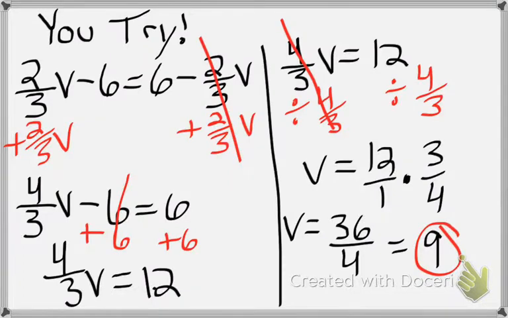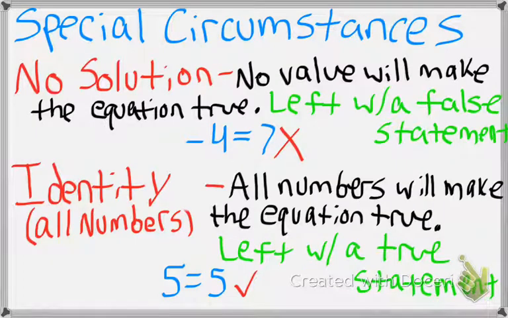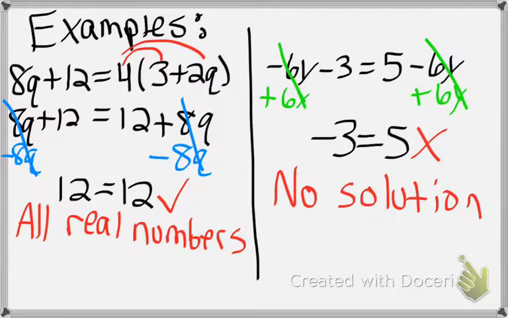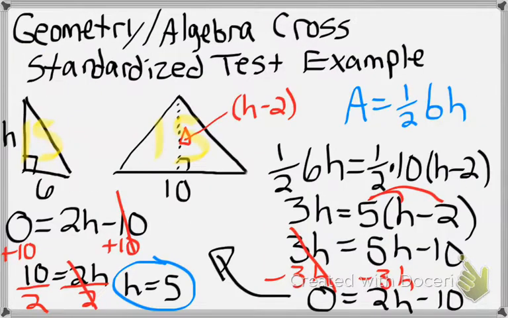You tried some examples. Then special circumstances. If you're left with a false statement and your variables canceled out, there's no solution to that equation. If your variables all cancel out and you're left with a true statement, it's an identity. Here are some examples, and you tried some. Now, then we did our connection with algebra and geometry. Alright guys, we've now gone through everything, so make sure your notes are complete and get ready to take this to the next level.